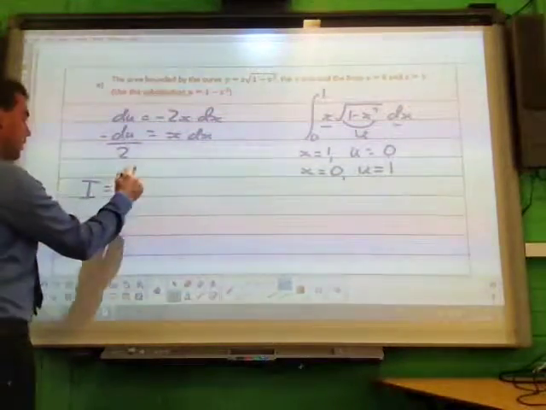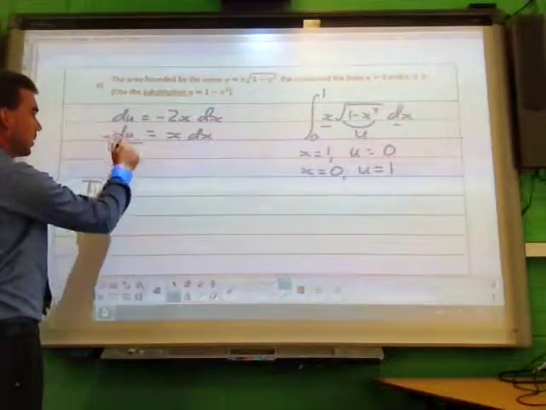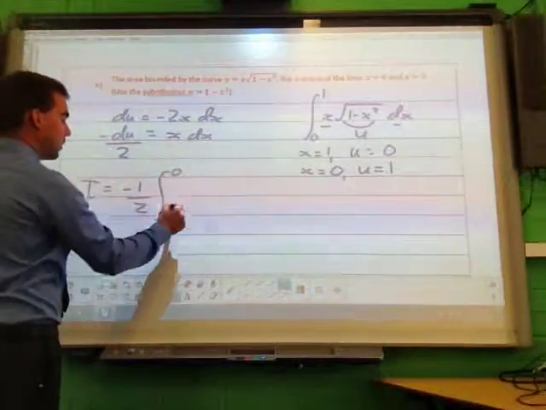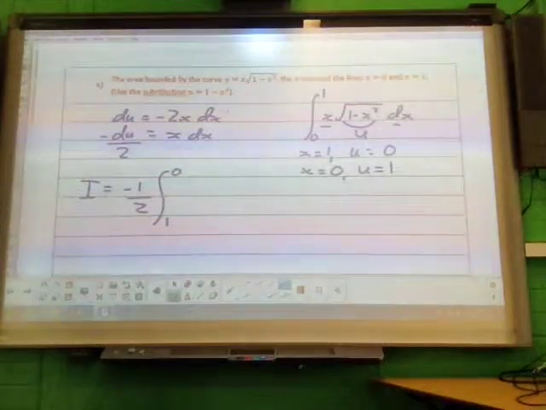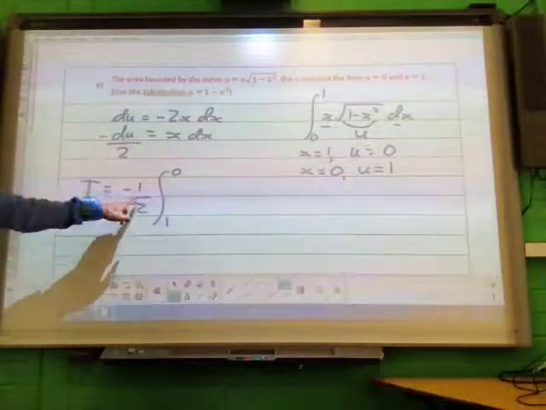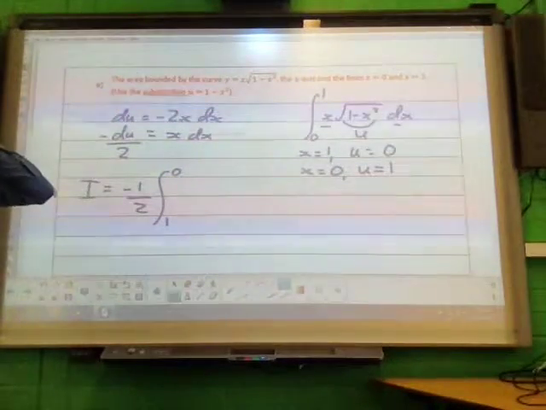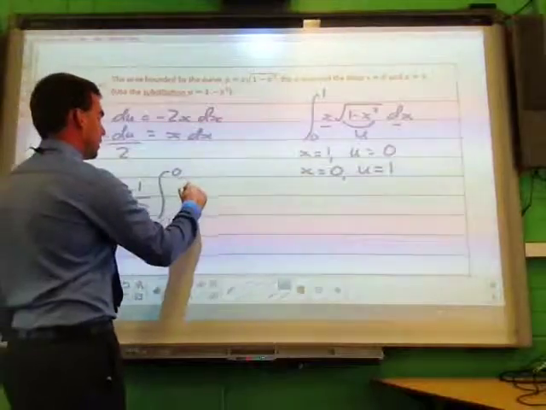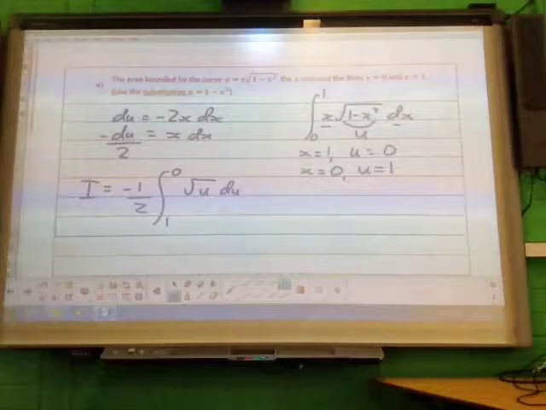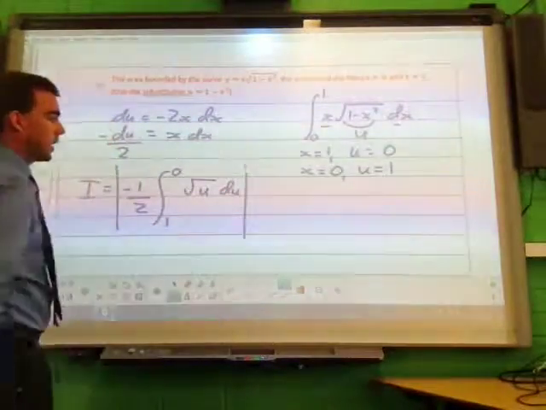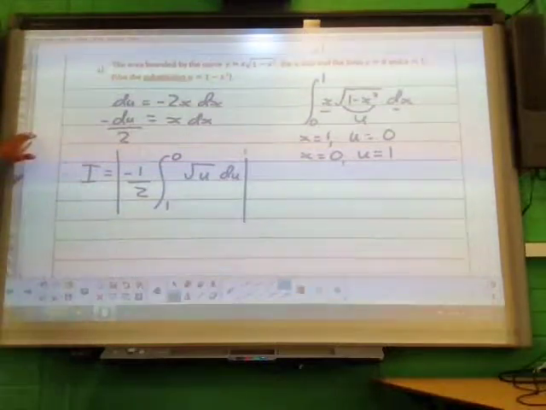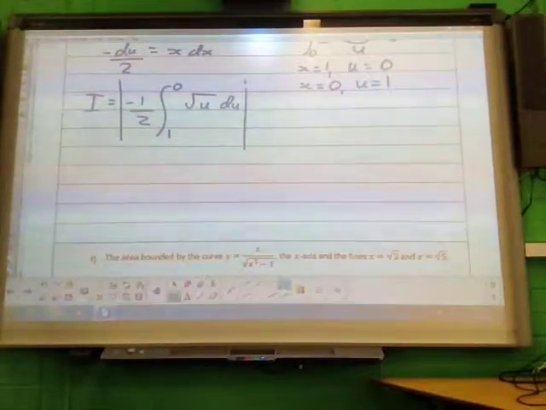So we've got negative a half right out the very front, integral from 0 to 1. The x dx is getting replaced by du over 2, so it's a half already out the front, and then the square root of 1 take away x squared becomes the square root of u du. And then I'm going to put absolute value signs there. I may or may not need it. See how my answer is looking.